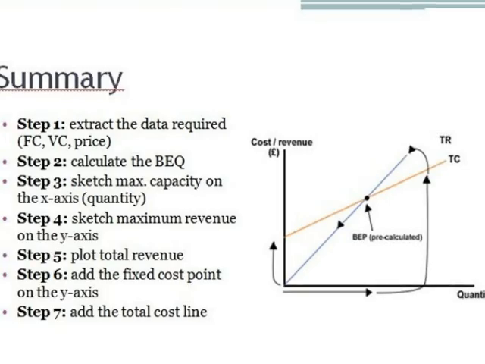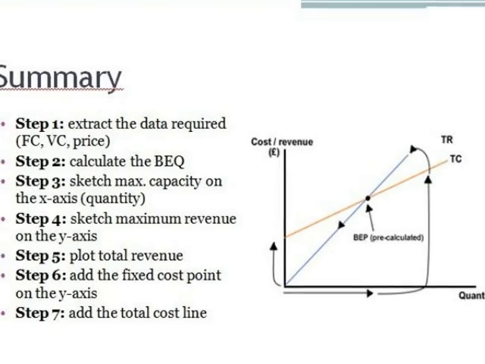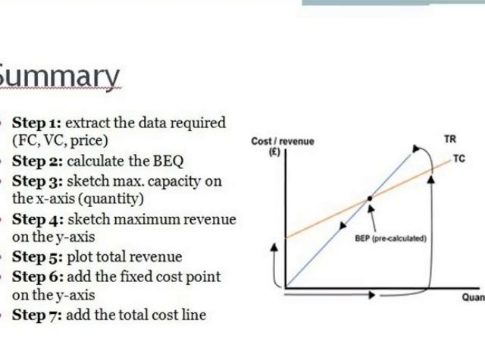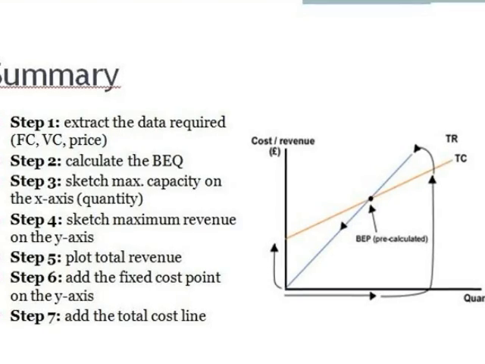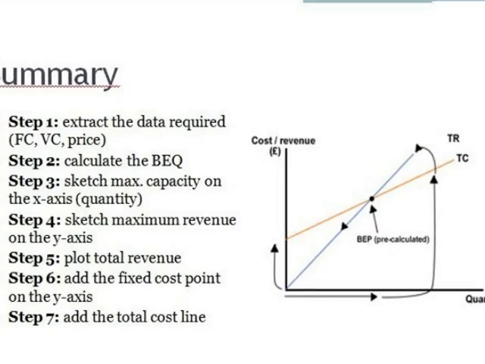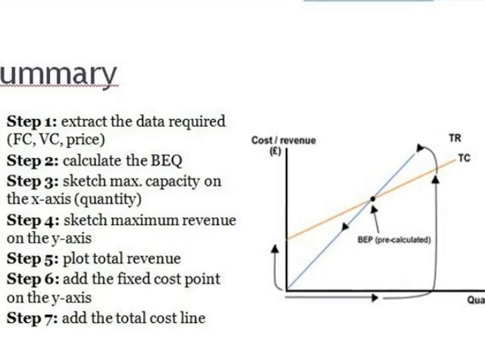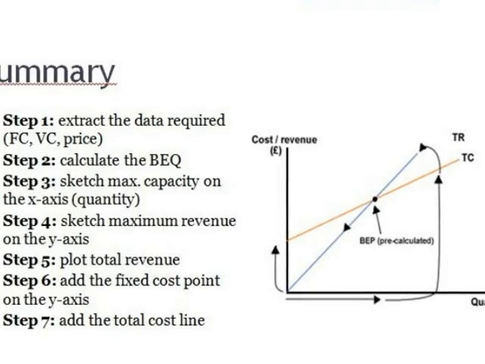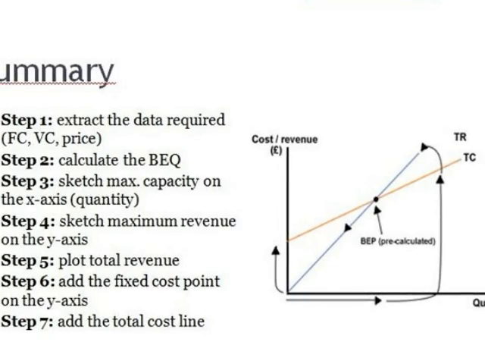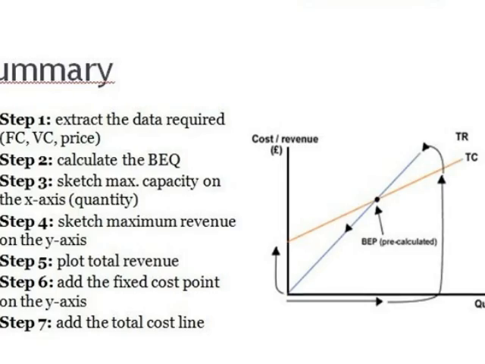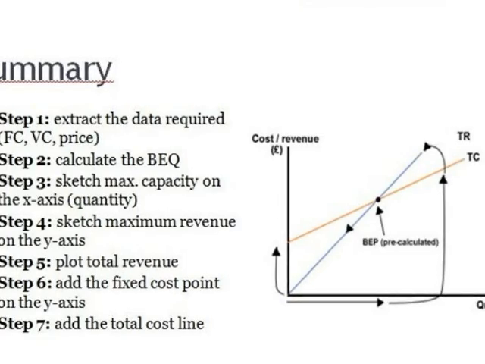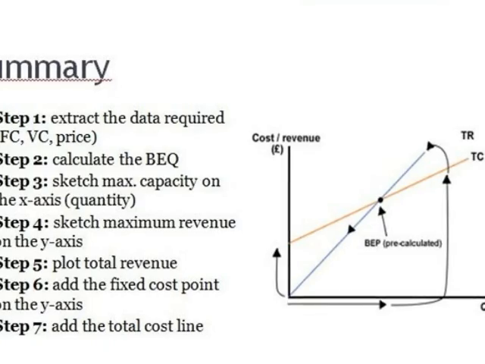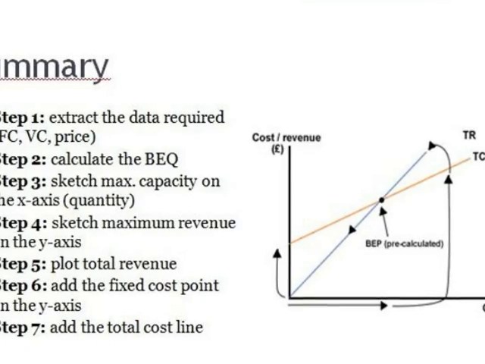In the next step, you simply need to plot the total revenue. This is easy as it passes through the origin and the point where maximum revenue and maximum capacity meet. In a sixth step, the fixed cost point needs to be plotted on the y-axis. And at last, you simply need to add the total cost line. Where the total cost line and the total revenue line cross, there is the break-even point.